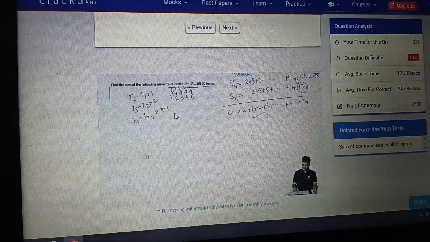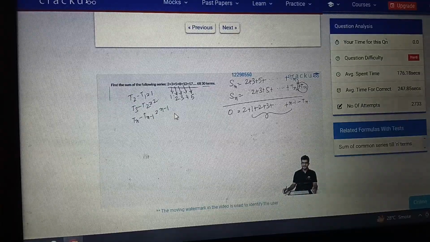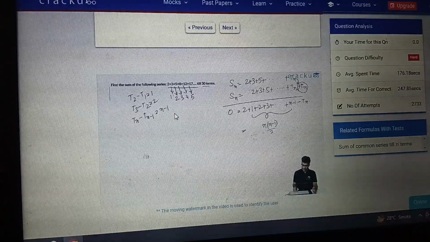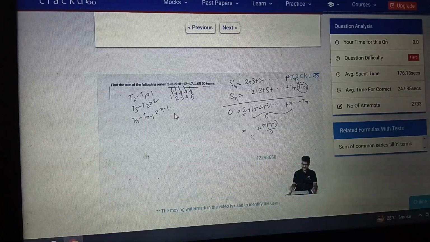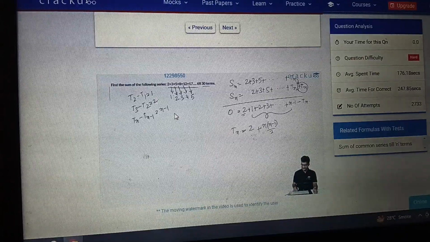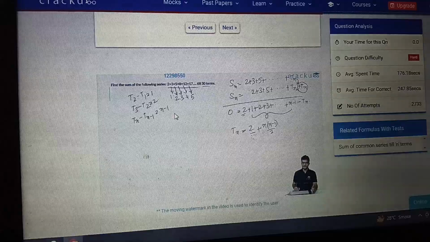What is the sum of 1 plus 2 plus 3 plus dot dot dot till n minus 1? That is equal to n into n minus 1 divided by 2. And you have a 2 at the start. This is going to equal t of n. So t of n is equal to 2 plus n into n minus 1 by 2.